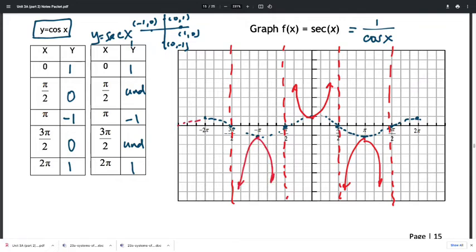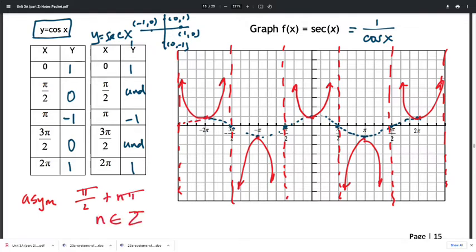Technically, I didn't finish this one, but it would look like this. There's another asymptote right here. And then over here, it'll look like this. Another asymptote right there. So that's the graph of the secant. And I've graphed about 2.5 periods there. So the first asymptote was at pi over 2. And then you had one every n pi units, where again, n is the set of all integers. All right, let's do some transformations.